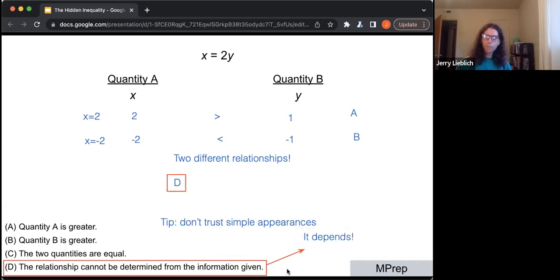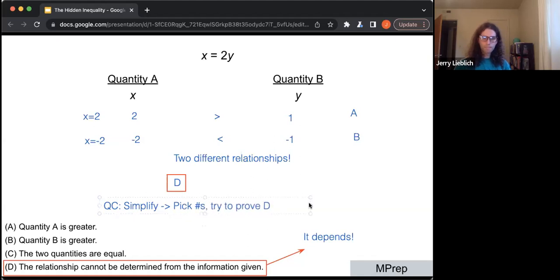So this tells us what our job is on QC. When I see a QC problem, I want to first try to simplify it any way that I can. And we'll see a lot of problems today where simplification becomes really important. And then after that, I want to do what I did here, which is not just trust the appearances, but pick numbers and try to prove D. My goal is to get two different relationships.